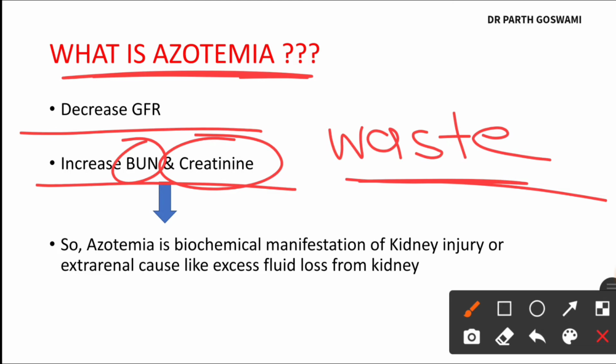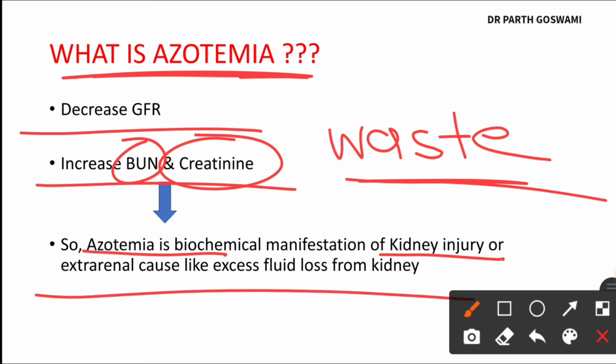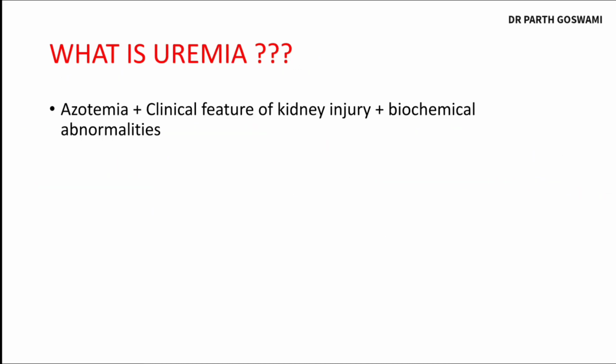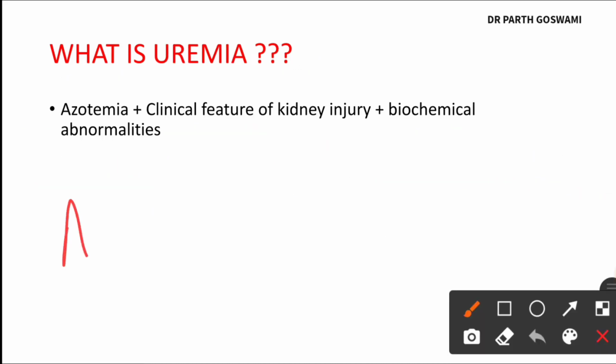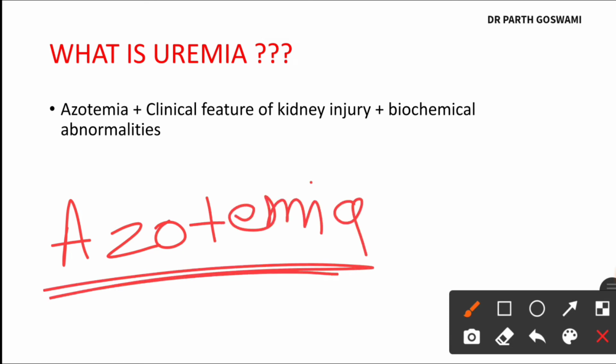So azotemia is a biochemical manifestation of kidney injury, or it could be a biochemical manifestation whenever the kidney function is compromised, for example in the extrarenal cause, like that of excessive fluid loss from the kidney. Whenever the kidney function is compromised, waste products like blood urea nitrogen and creatinine are increased, which is known by the name azotemia. But suppose the azotemia is persistent, if the waste product keeps on increasing in the body, then it will manifest as different system involvement, right?